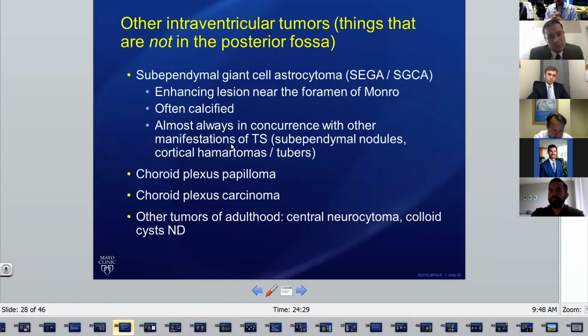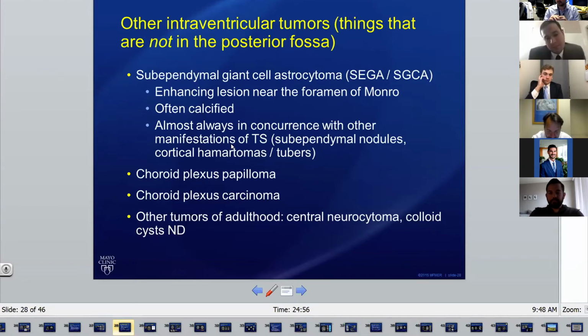So let's get out of the midline, kind of spread out laterally, and talk about some other intraventricular tumors, specifically those that are not found in the posterior fossa. We'll talk about subependymal giant cell astrocytomas, as well as some choroid plexus tumors. SEGAs, or SGCAs, are characteristic enhancing lesions near the foramen of Monro. They also have calcification, and they're almost always found in concurrence with other manifestations of tuberous sclerosis.